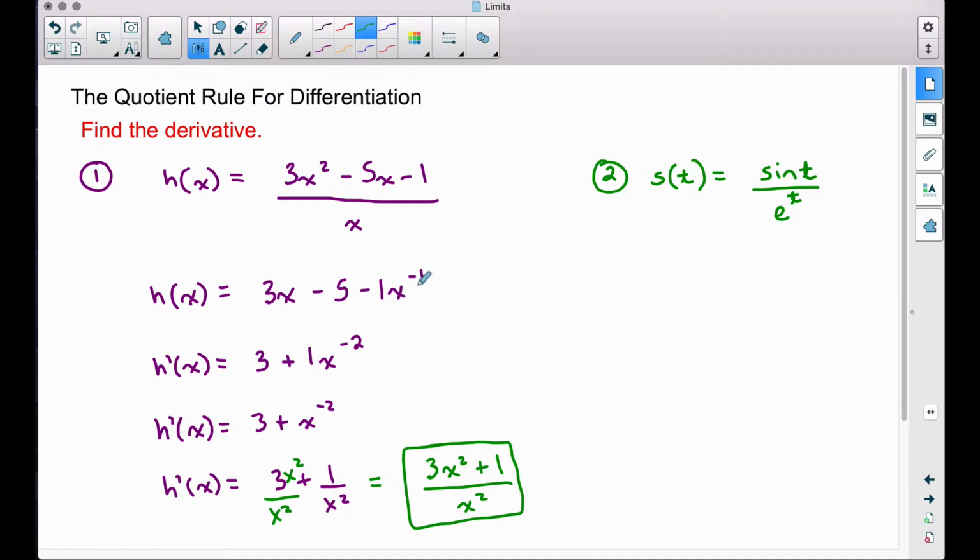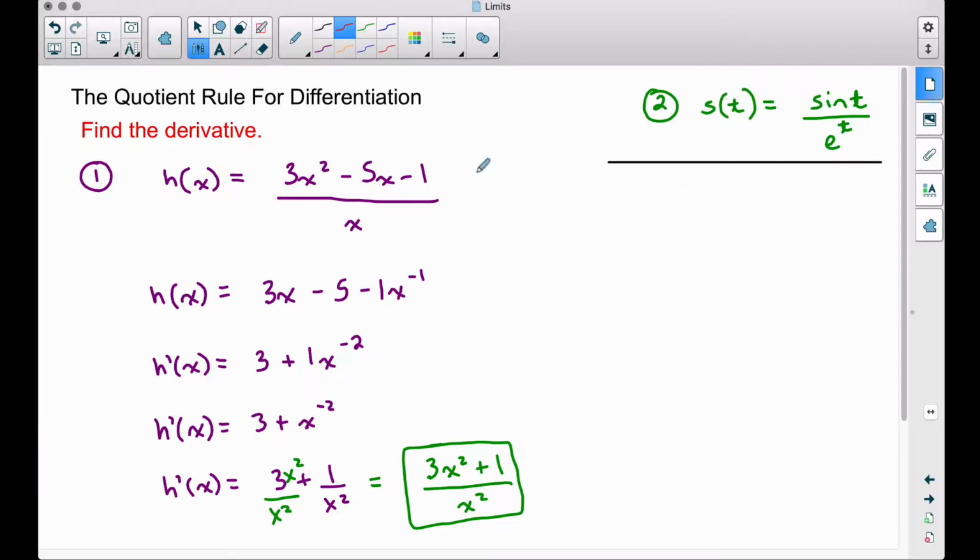But again, all we really did here was a little bit of algebra. We divided everything by x. We did our basic differentiation rules. Then I just rewrote it using a positive exponent, and we got common denominators. We'll come and do number 2 in a second, but I want to show you another way of doing this.